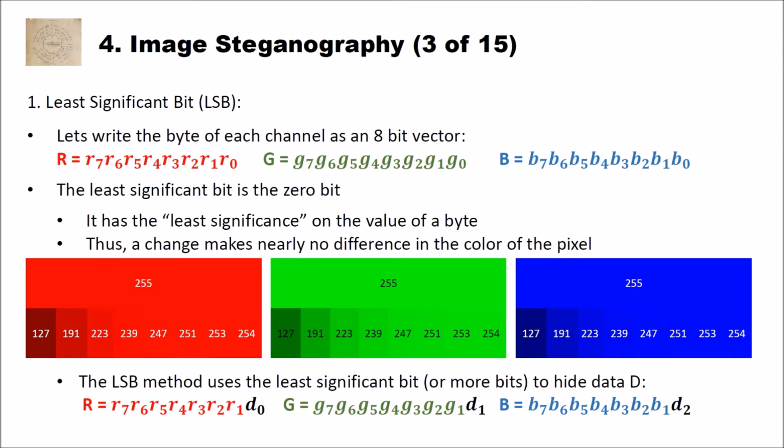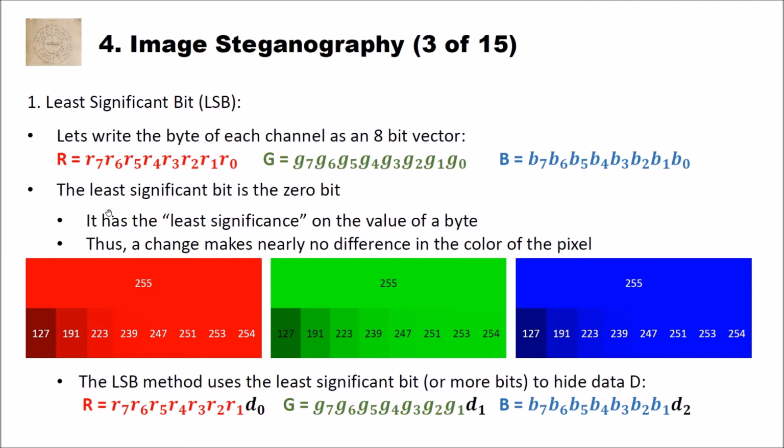Now let's have a look at the least significant bit or LSB method. From now on, let's write the byte of each channel as an 8-bit vector. So you have the R channel here, which has bits R0 to R7, 8 bits. You have the green channel, which has bits G0 to G7. And you have the blue channel with bits B0 to B7. The least significant bit is the 0 bit: this bit in the red channel, this bit in the green channel, and this bit in the blue channel. The least significant bit has the least significance on the value of a byte, and this is why we call it the least significant bit.